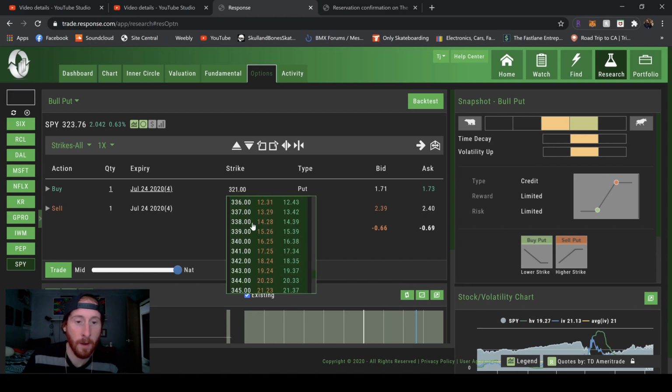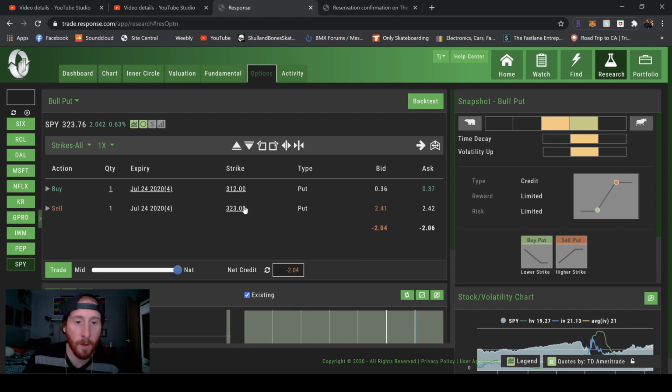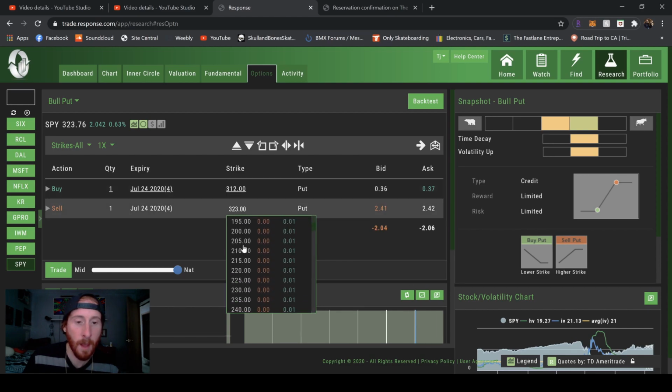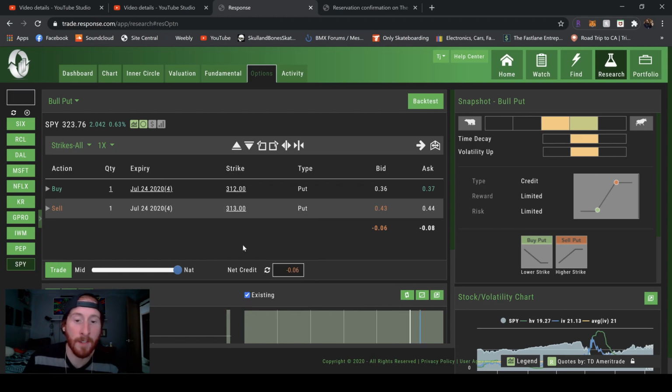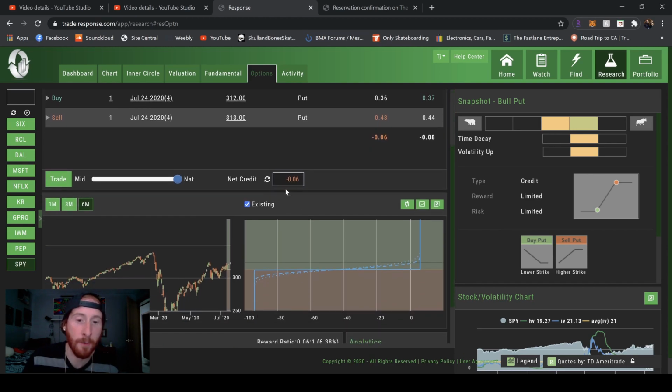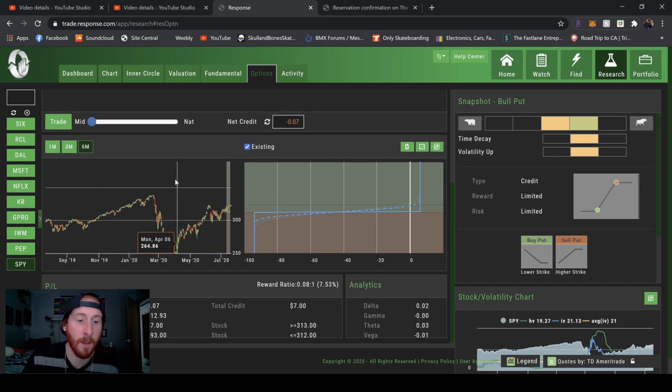Okay, so now I choose the 312 and sell the 313. So how this trade will work is as long as it stays above 313, I get full credit. This is the spread for the market maker. I always put it to mid. That way I get $7 per contract instead of $6.